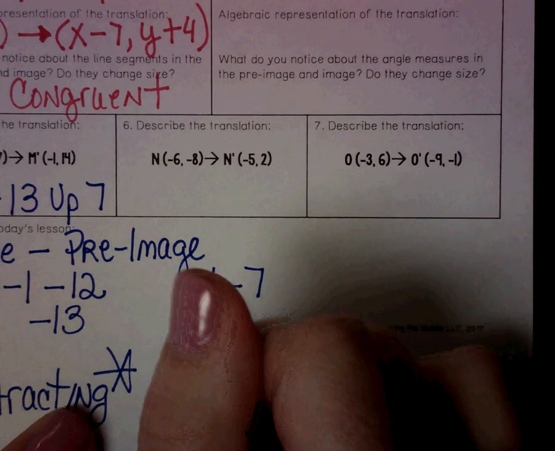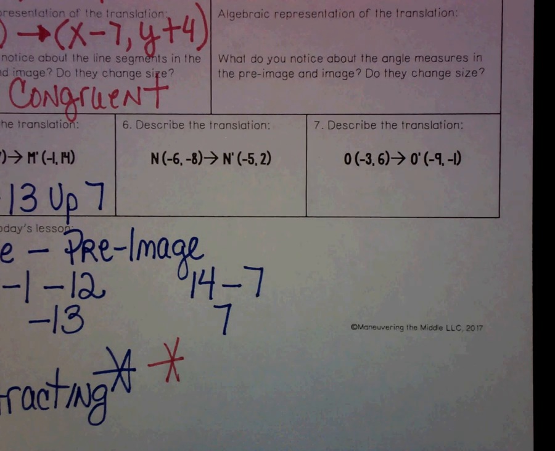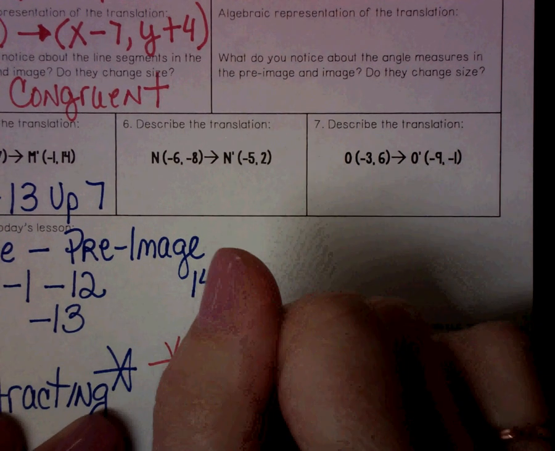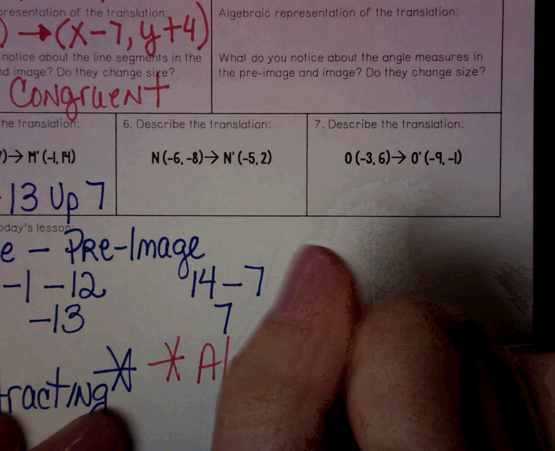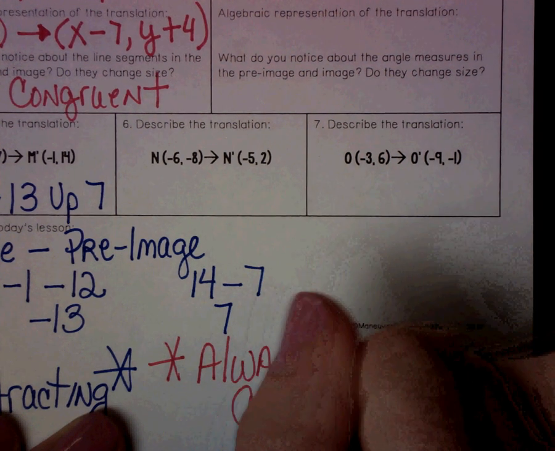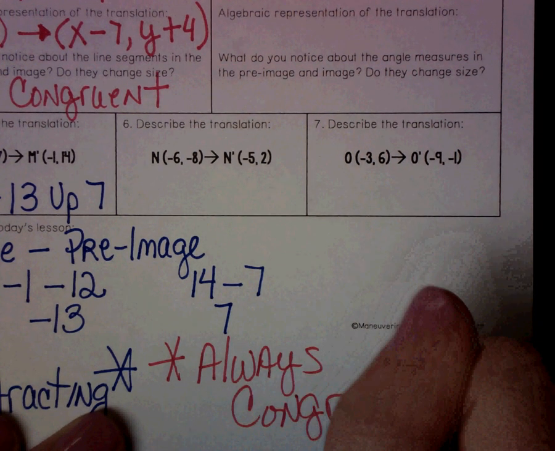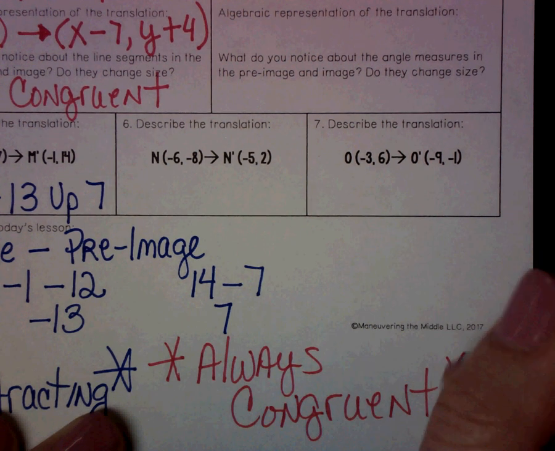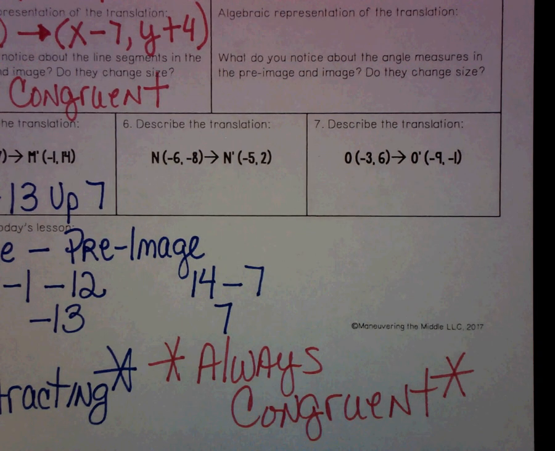And then the last thing I want you to write down that's really important also to remember is that translations are always congruent. They are always a congruent transformation, and their orientation does not change. It doesn't turn. All it does is slide around.